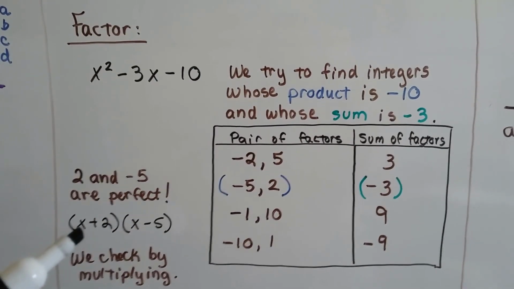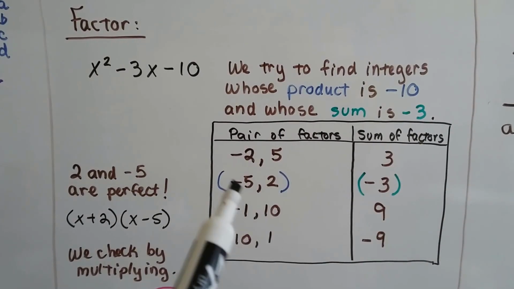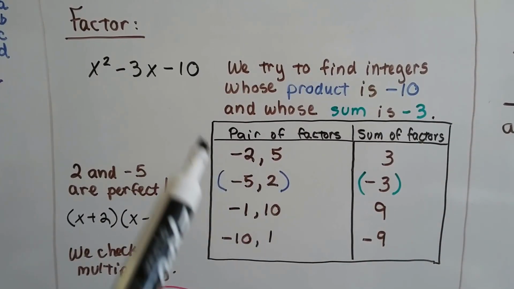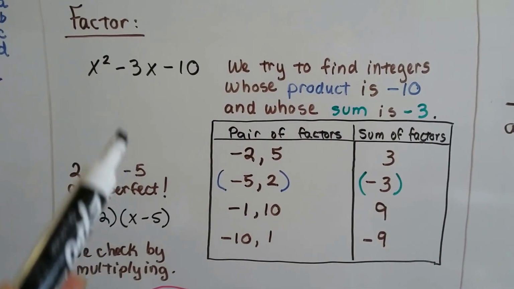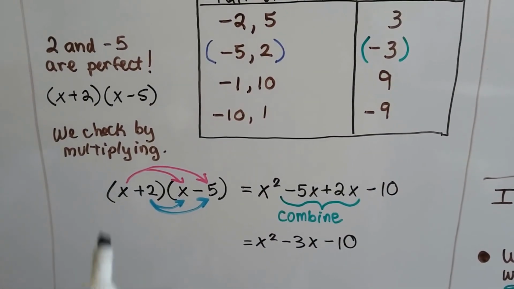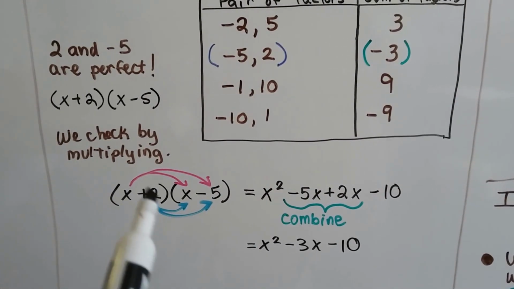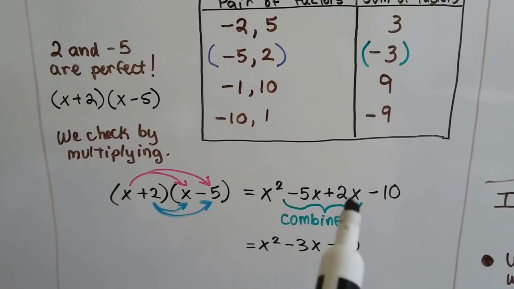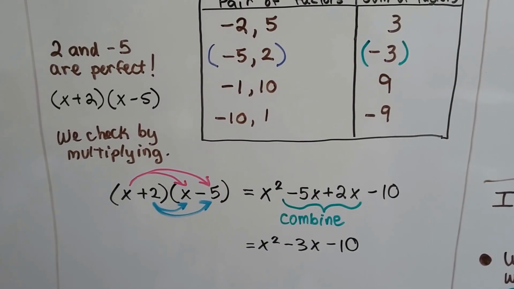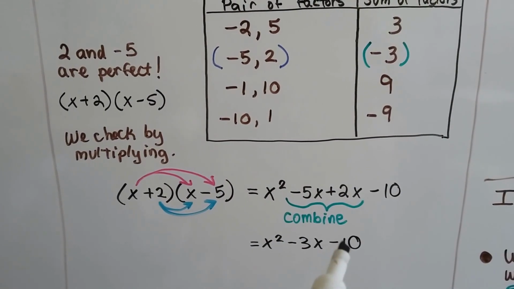So that gives us an x plus 2 and an x minus 5. There's our two numbers. When we multiply them together, we get the negative 10. When we add them, we get the negative 3 like we need. We can check by multiplying. We can FOIL this, and we get x² minus 5x plus 2x minus 10. When we combine the two center terms, we get minus 3x.